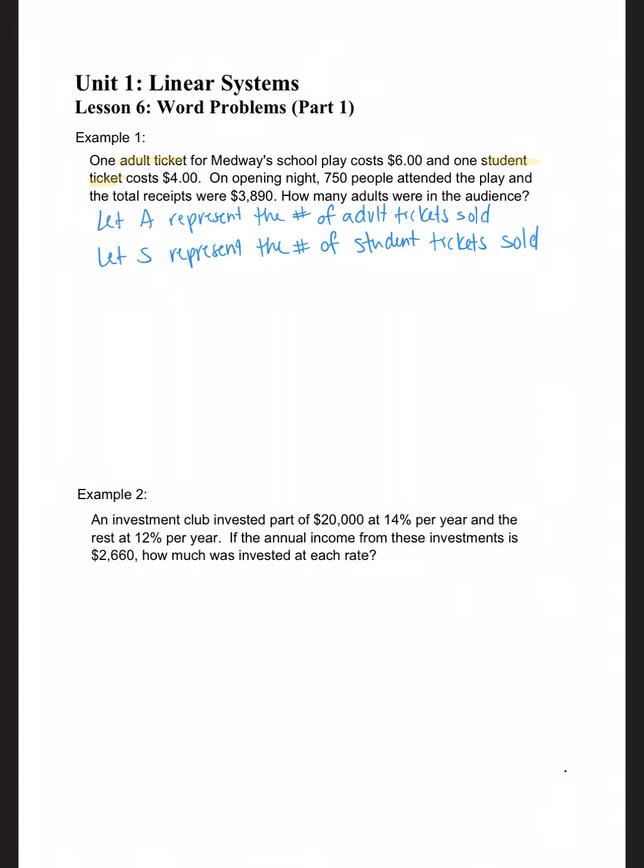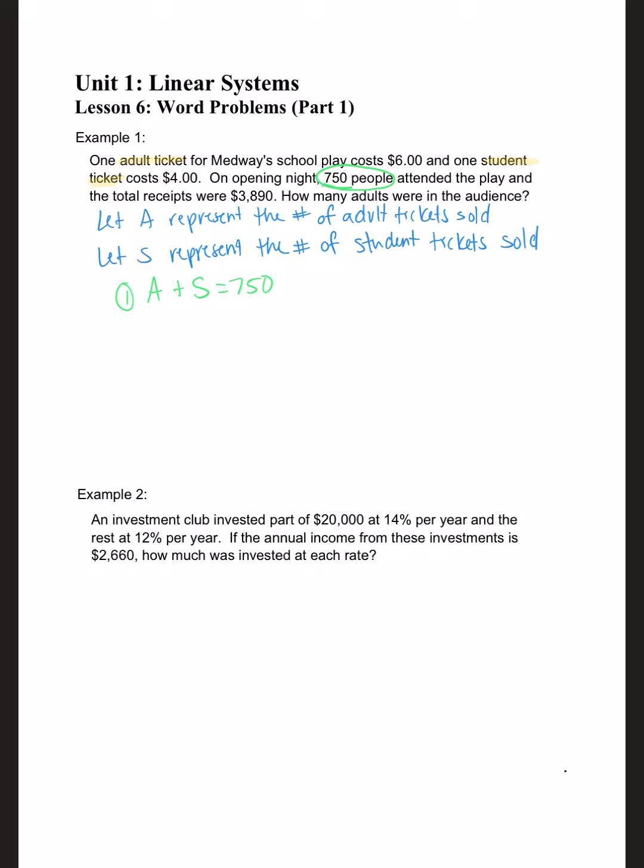Okay, so then we'll try to take each of these sentences and break them down into an equation. So we'll do equation 1 first here. It says on opening night, 750 people attended. So we have 750 people. So of all the adult tickets we sold and of all the student tickets we sold, the total of those two is 750. So let's represent that. So the number of adult tickets plus the number of student tickets is going to be 750.